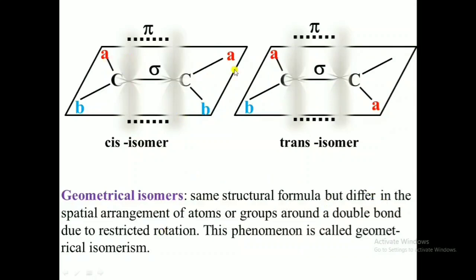Here you can see that similar atoms are on the same side, whereas here the similar atoms are on opposite sides. So that is a different spatial arrangement, and this arises due to the restricted rotation around a carbon-carbon double bond. So these are geometrical isomers, and this phenomenon is called geometrical isomerism.